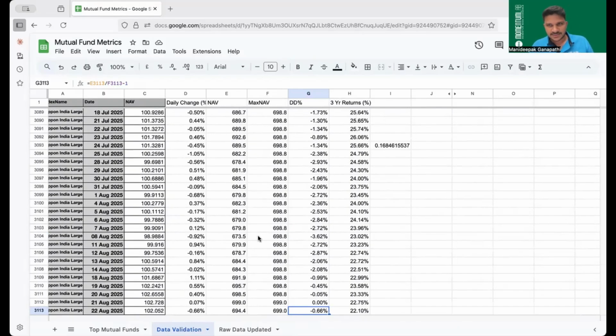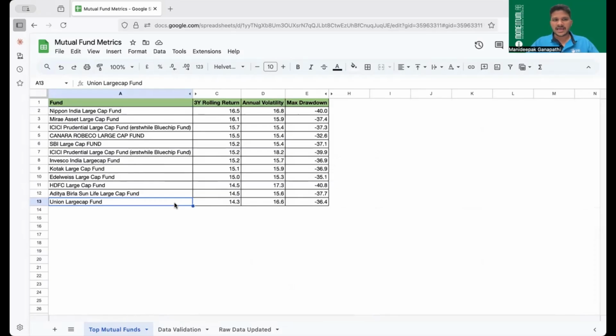I've done this analysis for nearly 100 large cap mutual fund schemes. And what I did was I filtered the top 10 based on these metrics. Now, this is the tab where I have these top mutual funds based on 3-year rolling return, annual volatility, and max drawdown.